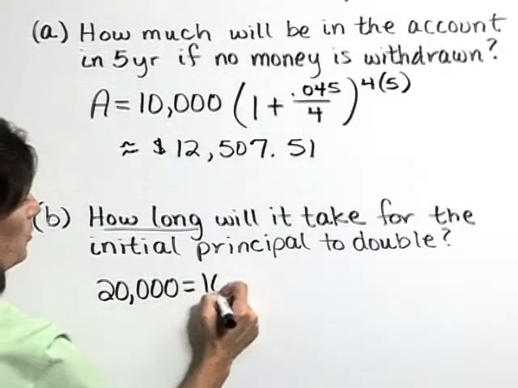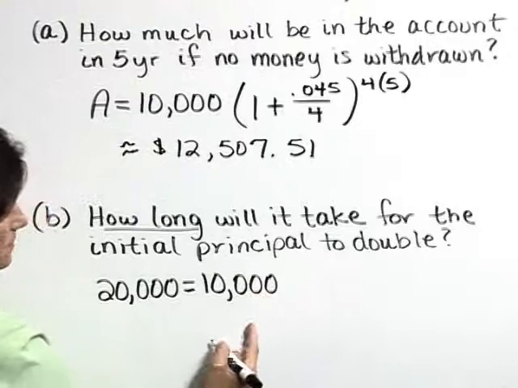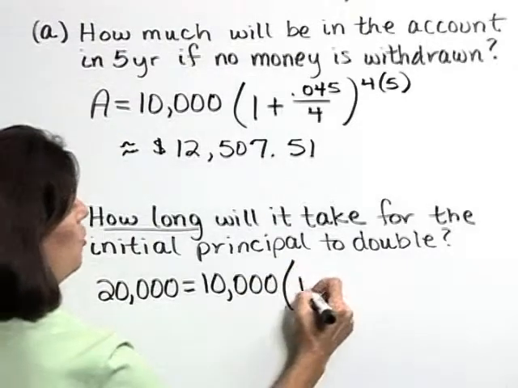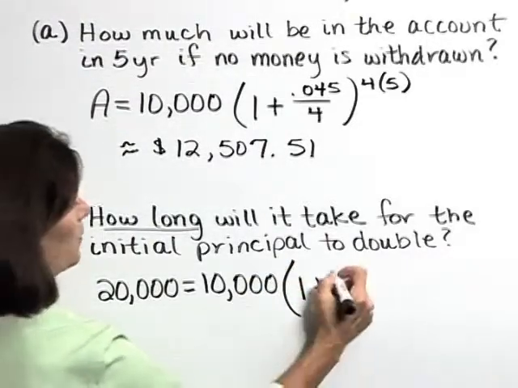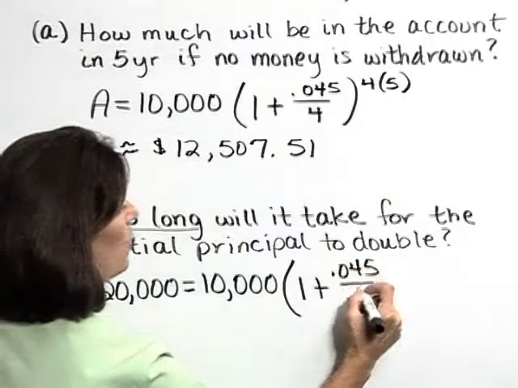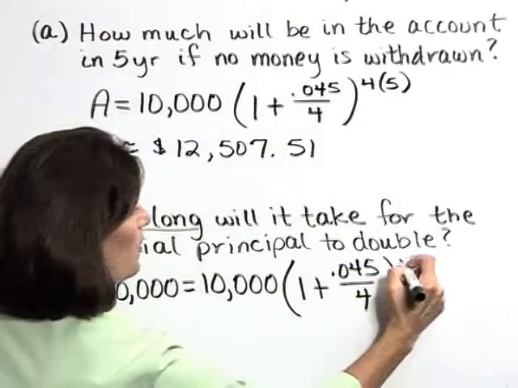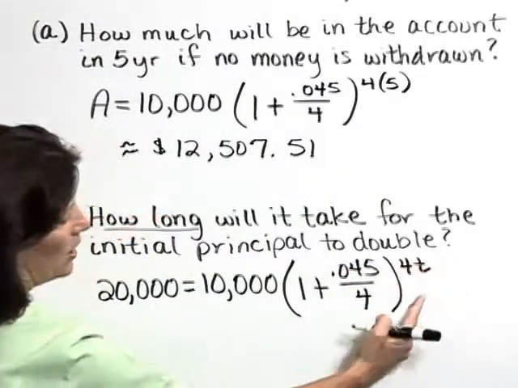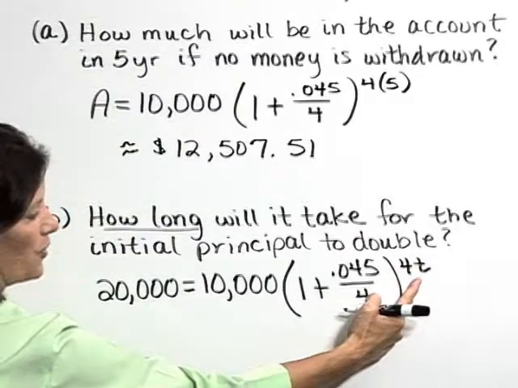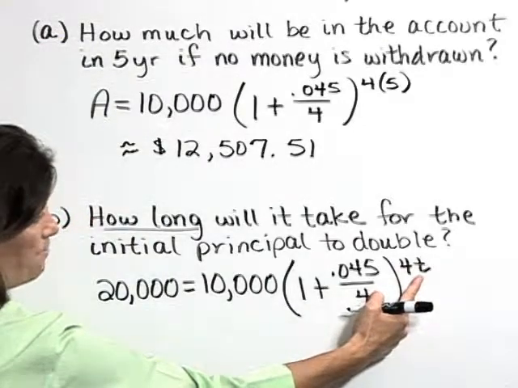That initial principal was 10,000 times 1 plus 0.045 over 4 to the 4t. Now we're going to take this equation and we're going to solve for t, the time.